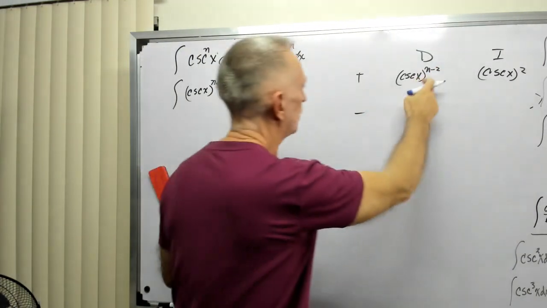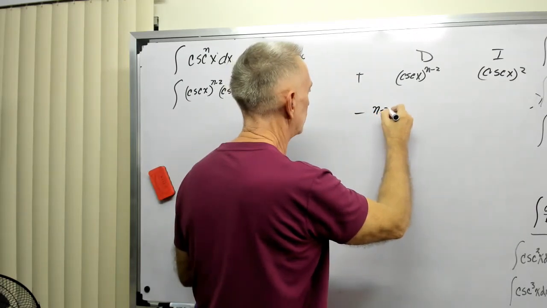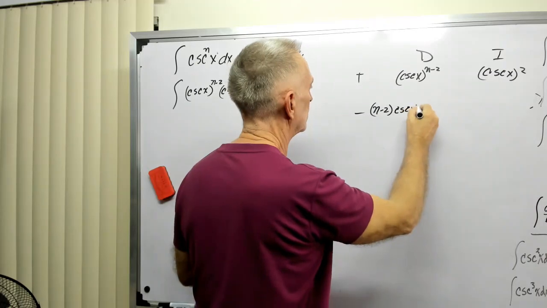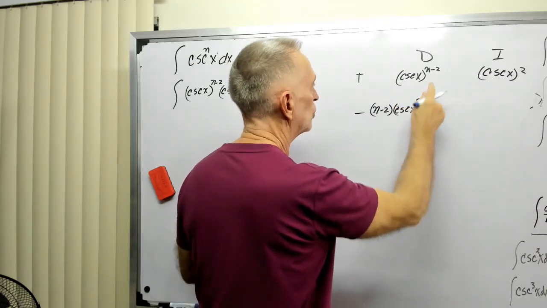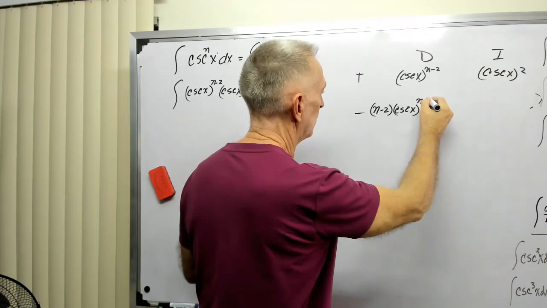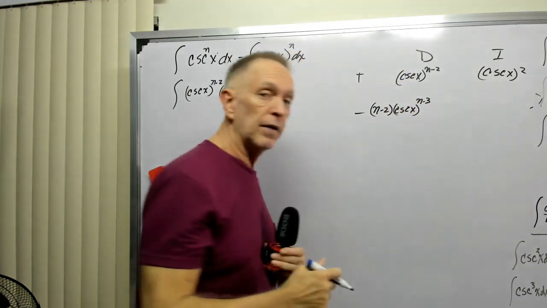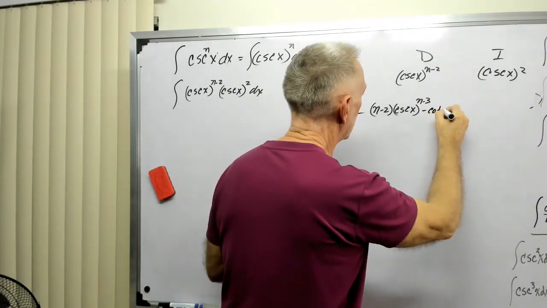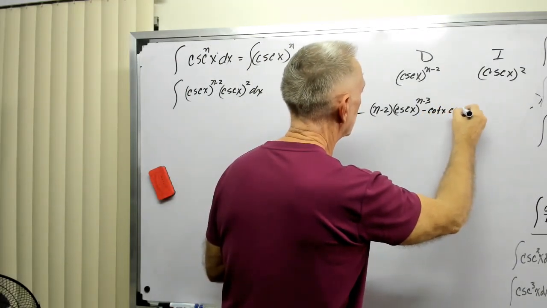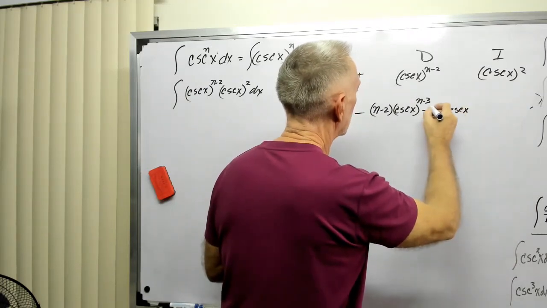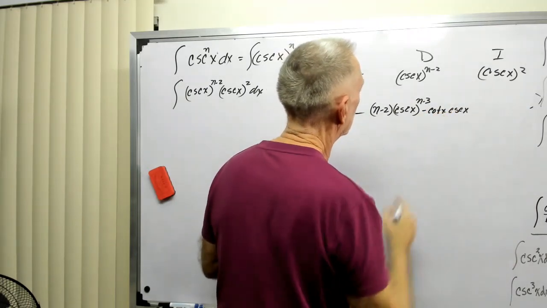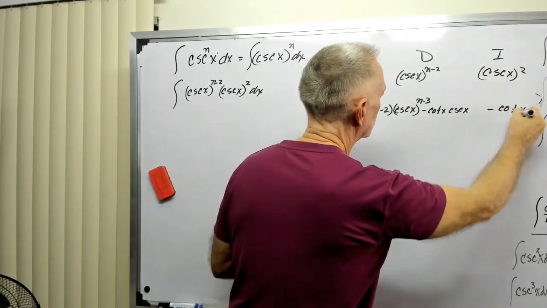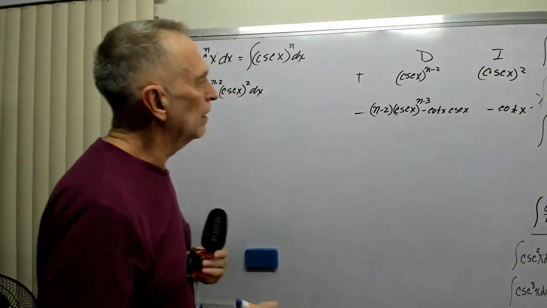Okay, let's differentiate this. We bring down the n minus 2 times what's on the inside, which is cosecant x to the n minus 2 minus 1, which would be n minus 3, times the derivative of what's on the inside, which is minus cotangent x cosecant x. Now let's integrate this, which is just minus cotangent x. We did that one in a previous video.